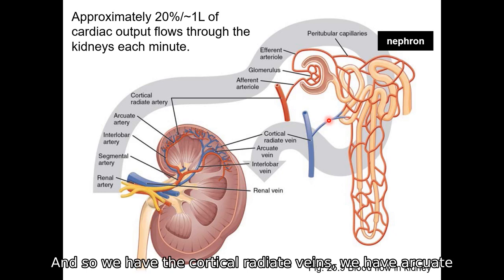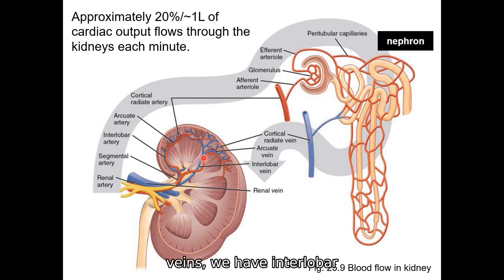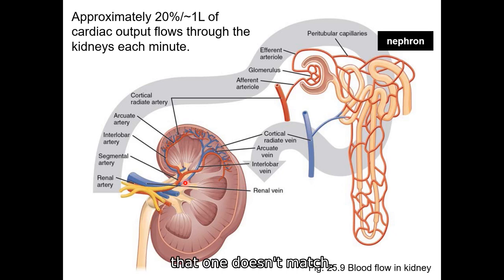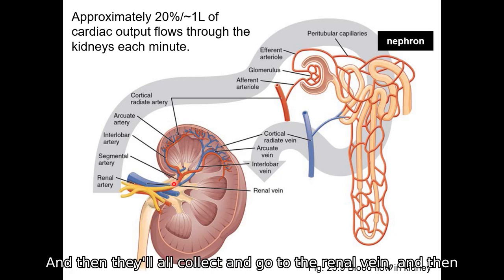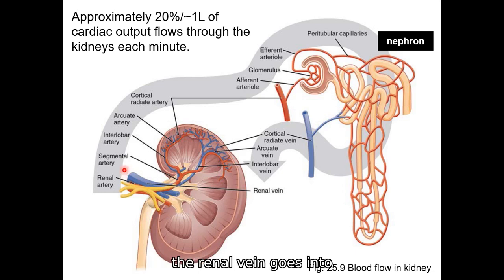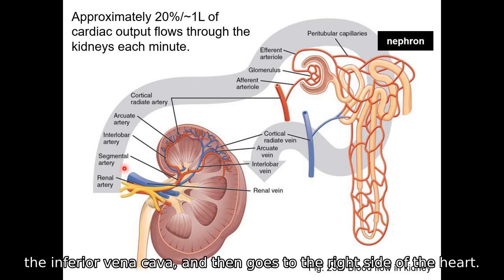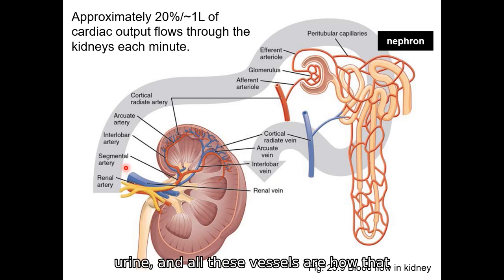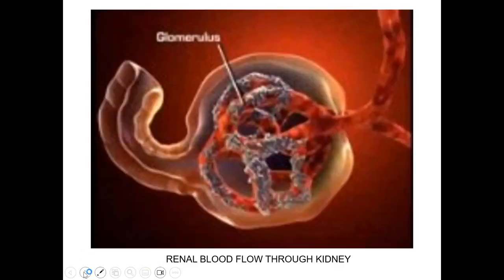And so we have the cortical radiate veins, we have arcuate veins, we have interlobar veins, and for whatever reason, there aren't any segmental veins. Okay, so that one doesn't match. And then they'll all collect and go into the renal vein, and then the renal vein goes into the inferior vena cava, and then goes to the right side of the heart. So the kidneys are filtering blood and making urine, and all of these vessels are how that gets done.